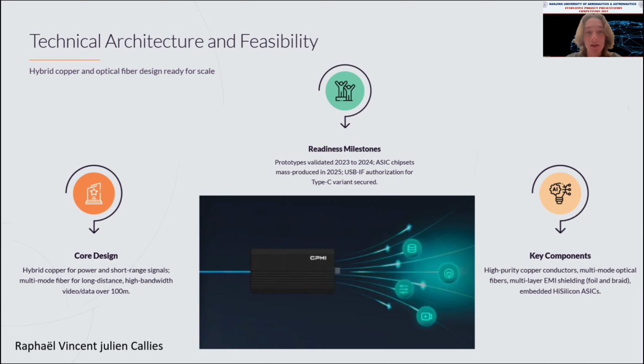This slide details the technical architecture and confirms the feasibility of the GPMI cable. Our readiness milestones show a clear development path. Functional prototypes were validated between 2023 and 2024. The custom ASIC chipsets required for signal processing are scheduled for mass production in 2025, and authorization for the Type-C variant from the USB Implementers Forum is being secured to ensure official compliance.